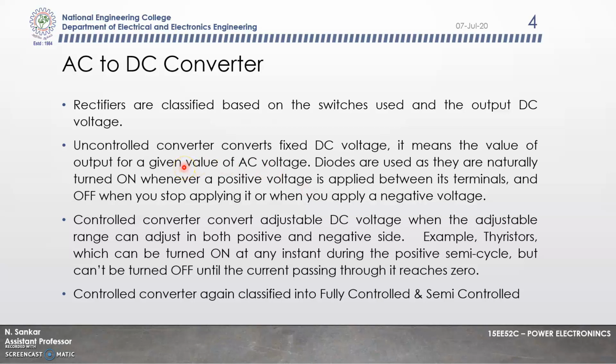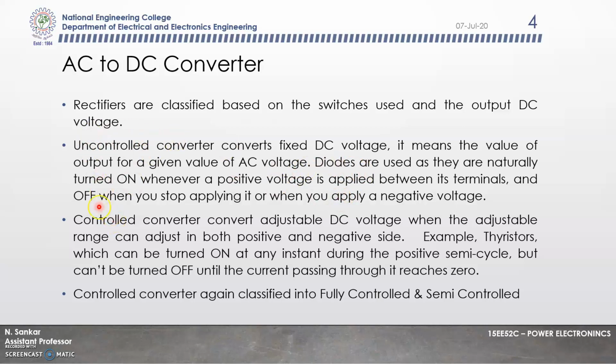It stops conducting, or gets turned off, when the voltage across the anode is less than the cathode. This is the process involved in the diode. Here the turn on and turn off cannot be controlled by any external means. Based on the supply voltage, the diodes automatically turn on or turn off. That's why we call a converter using diodes an uncontrolled converter.